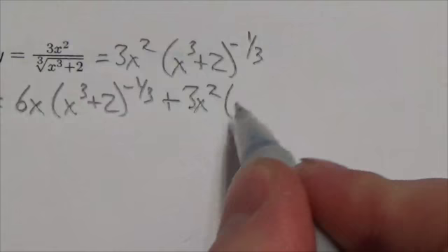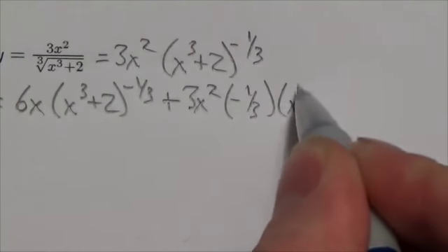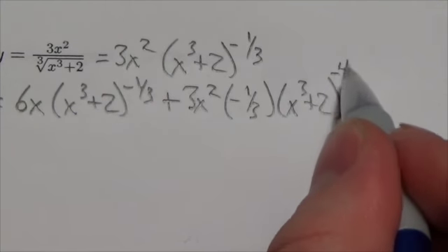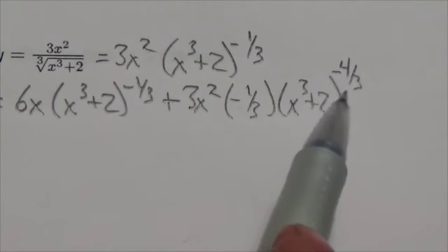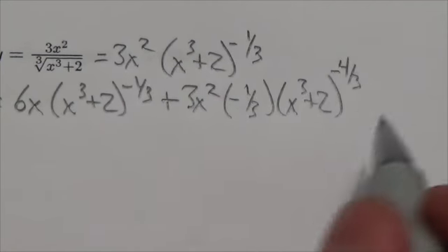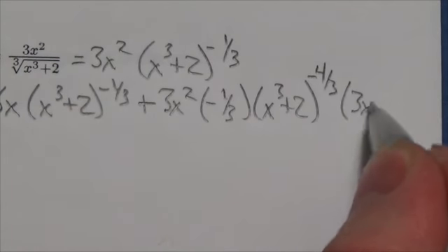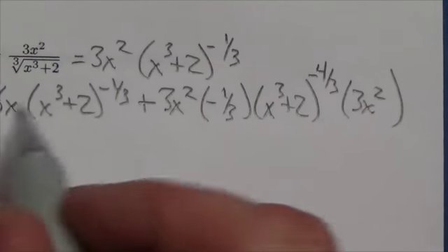Now this is going to require the chain rule. So negative 1/3 (x cubed plus 2) to the, well, that's going to be negative 4/3 when I take that exponent down 1, multiplied by the derivative of the inside function. That's going to end up being 3x squared. Okay, so a whole lot going on here.